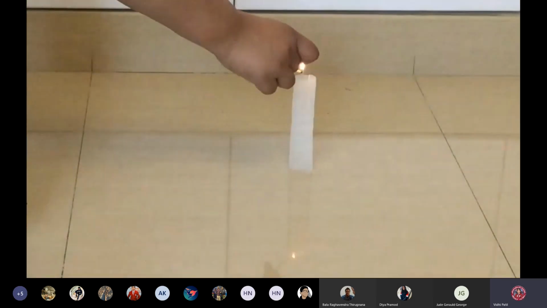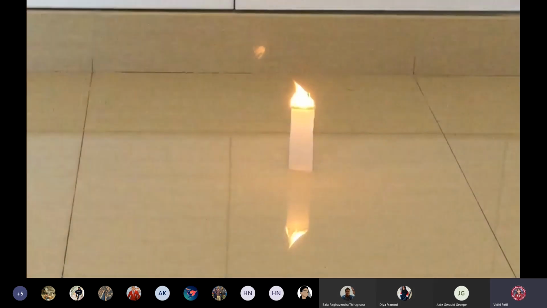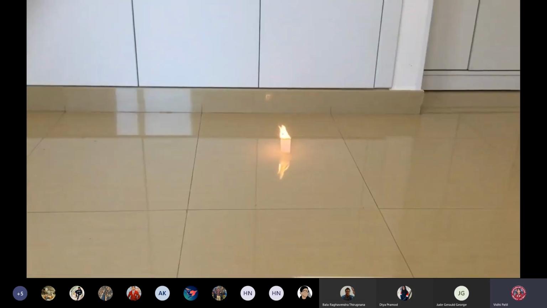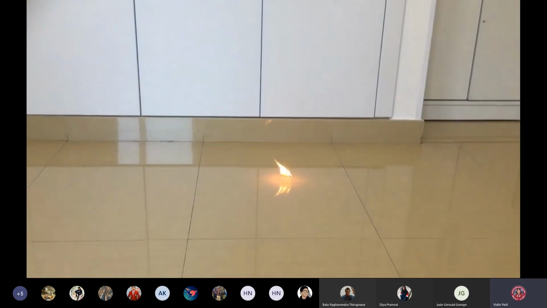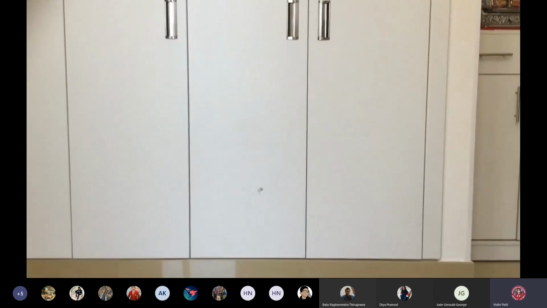I've kept my tea bag on a fireproof surface like my floor. Now I'm going to light this with the matchstick. And you can see as the fire is going down, the black part of the tea bag is left, which is the ashes. And now what is flying is basically the ashes of the tea bag.